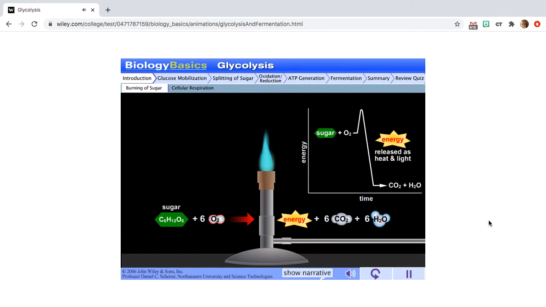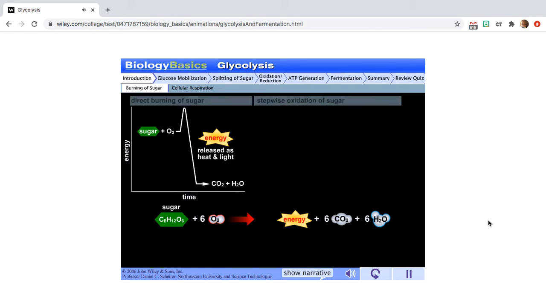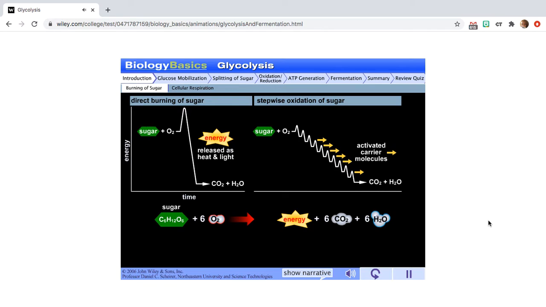Therefore, in the cell, sugar is combusted or broken down slowly, in steps rather than instantly, with the subsequent release of usable energy in the form of an energy-carrying molecule, ATP.